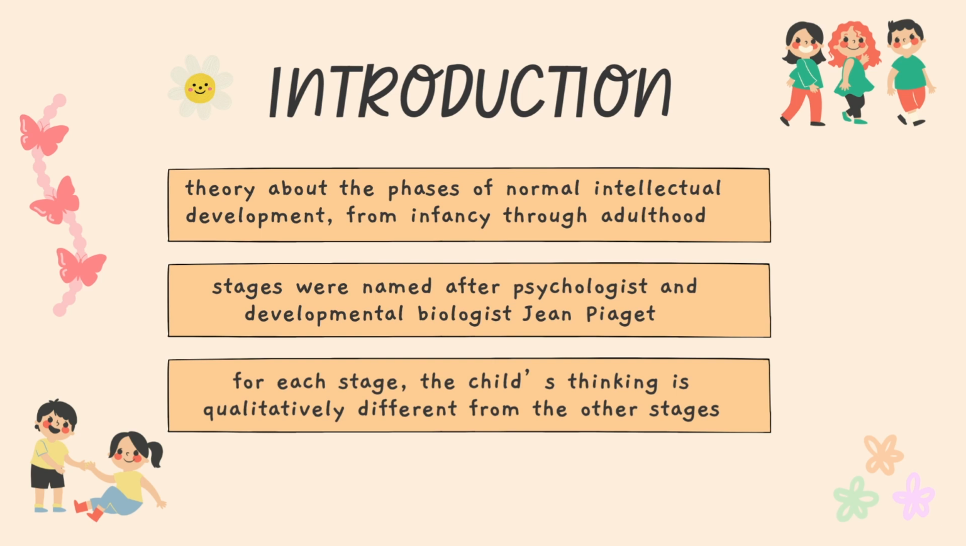For your information, the stages were named after psychologist and developmental biologist Jean Piaget, who recorded the intellectual development and abilities of infants, children, and teens. At each stage of development, the child's thinking is qualitatively different from the other stages since each stage involves a different type of intelligence. Today, we are going to discuss Piaget stages of cognitive development, which are sensorimotor, pre-operational, concrete, and formal operational stage. So I am going to present sensorimotor and pre-operational stages.